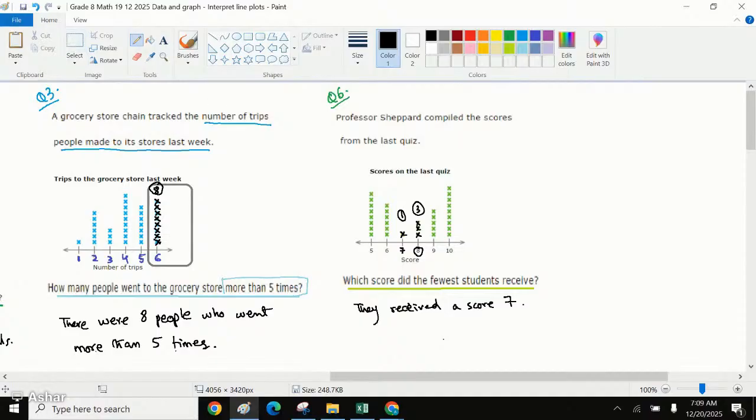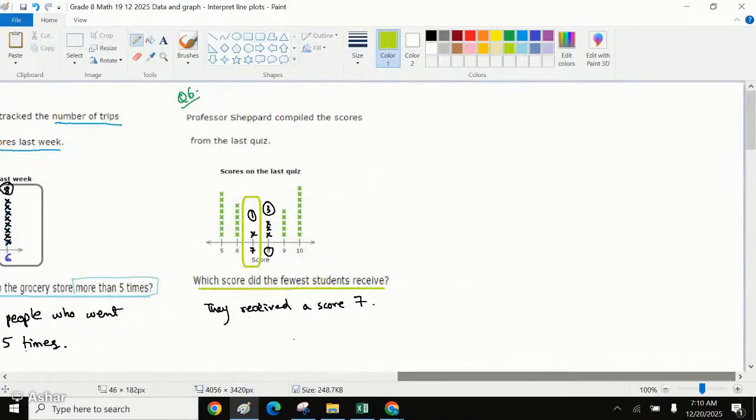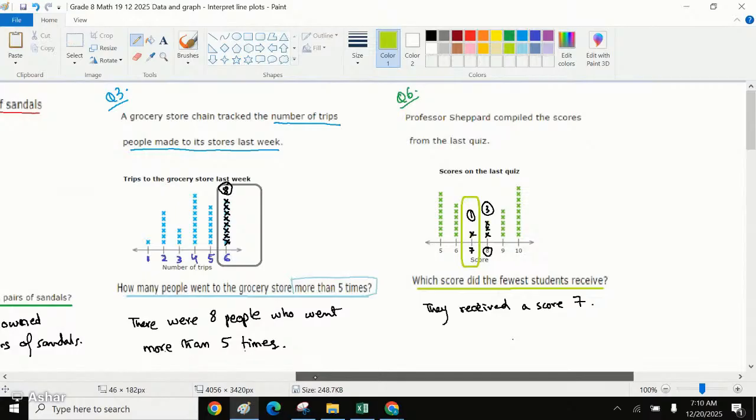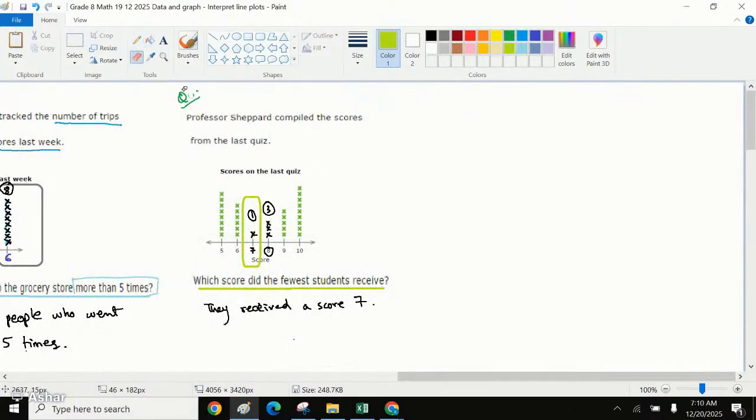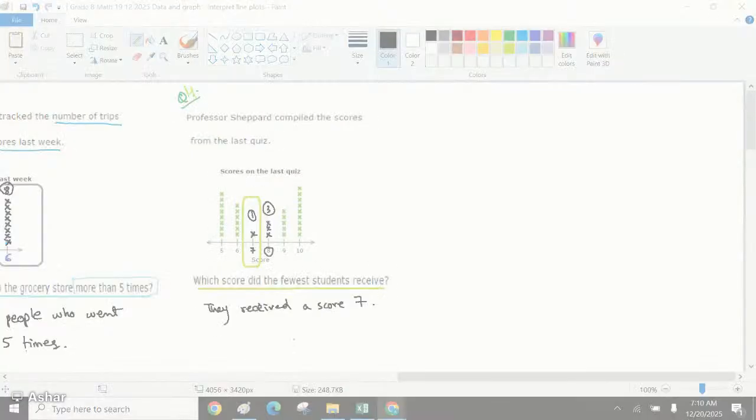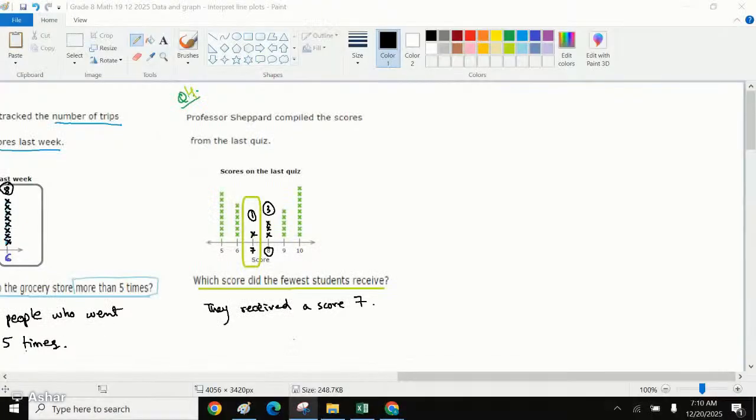Okay, moving on to the next. Let's highlight this so that we remember how we found this out. Score 7 had only one student in it. Okay, this was question number 4. We move on to question number 5. Let's copy the question and let's see what needs to be done here. Just a minute, please. I'll just copy the question. Okay, done copying.